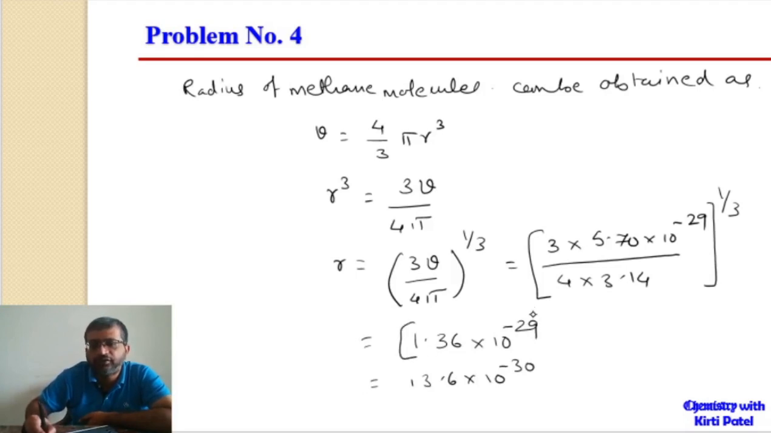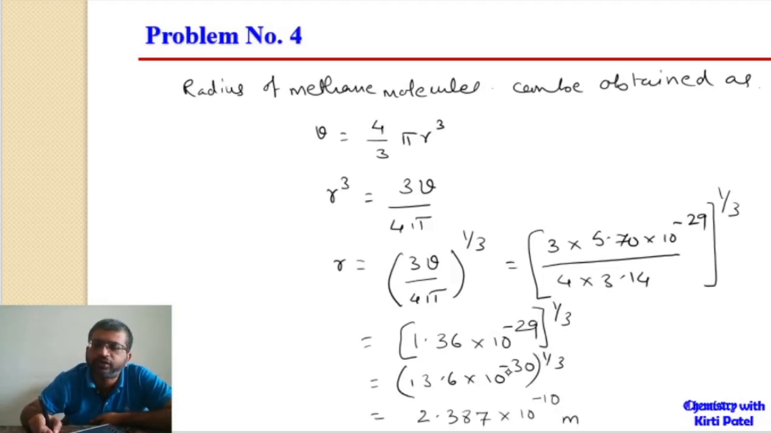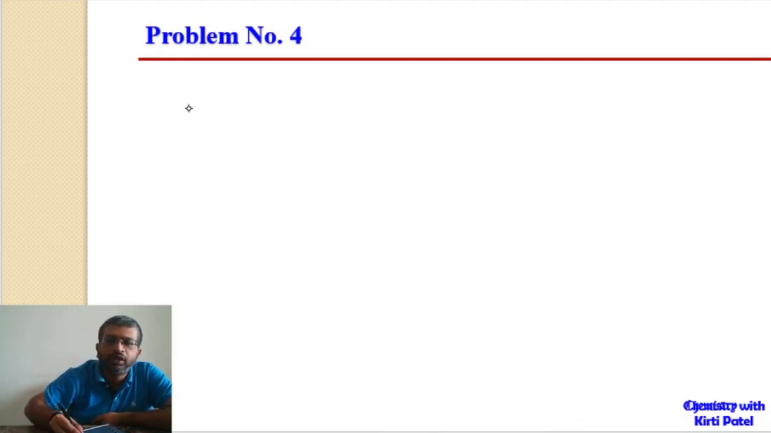We still have to do the cube root of this. So the cube root of 13.6 into 10 raised to minus 30 comes to 2.387 into 10 raised to minus 10 meters. Now we have got the radius. Now the last step will be calculating the area of cross section.